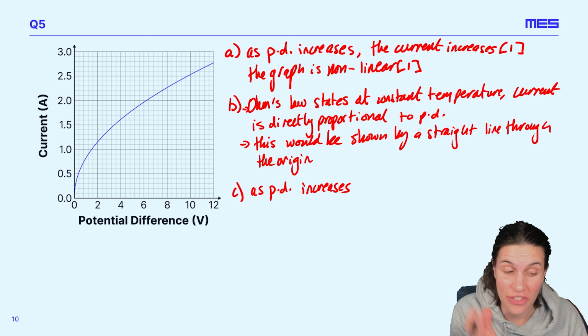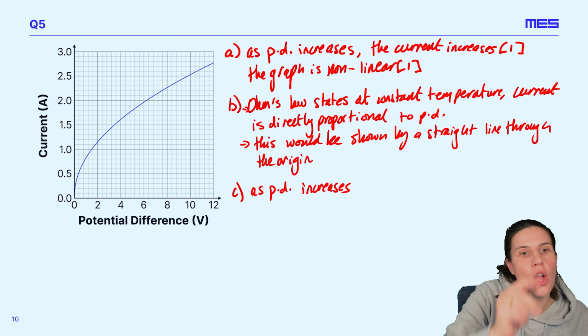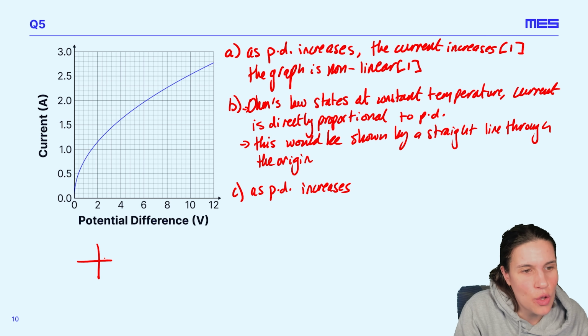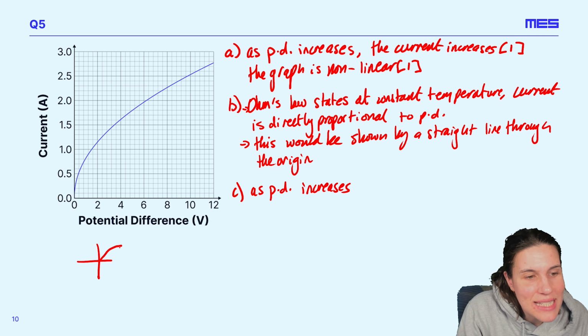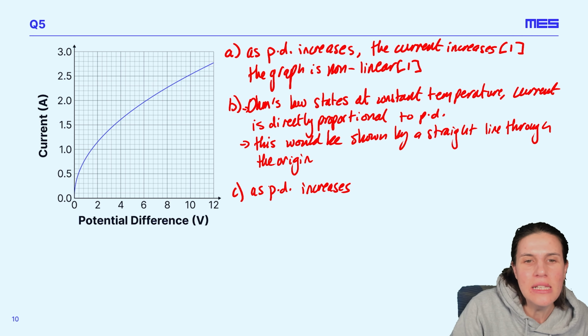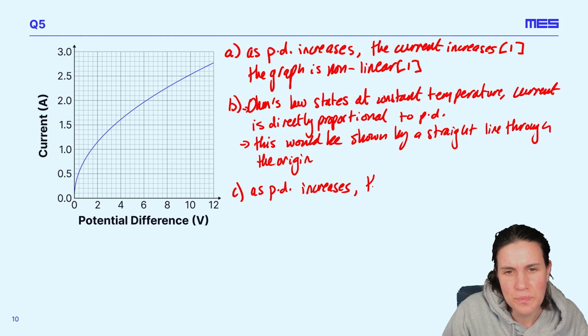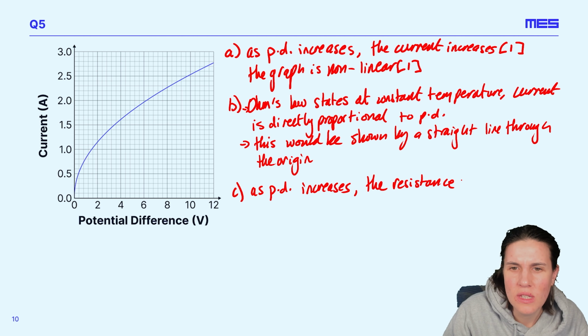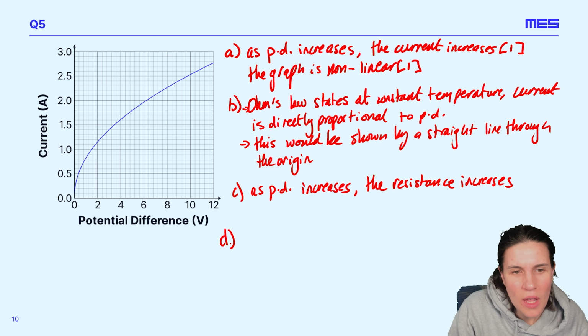Just like you think about a filament lamp, for example, where we know that it makes that kind of classic almost S shape like that. We know that as the line begins to bend down, that's because the resistance is increasing. So it's going to be exactly the same here. So as the potential difference increases, the resistance increases. Then finally, I'm being asked to calculate the resistance of the component at 8 volts.